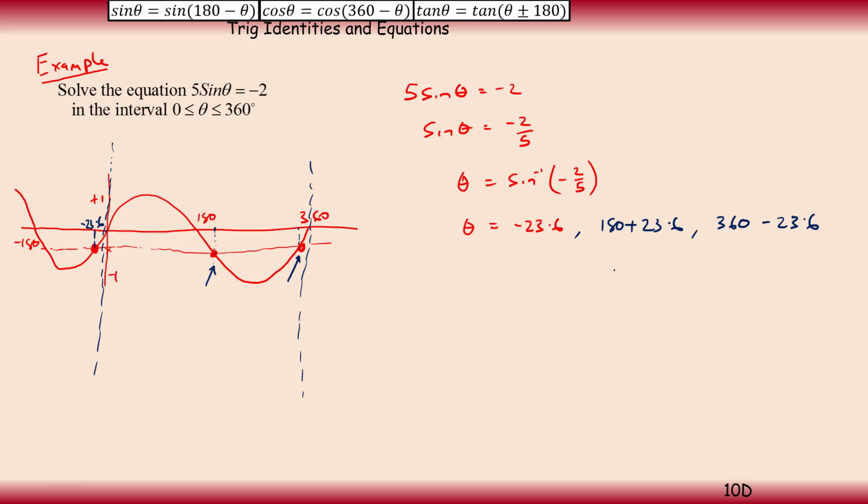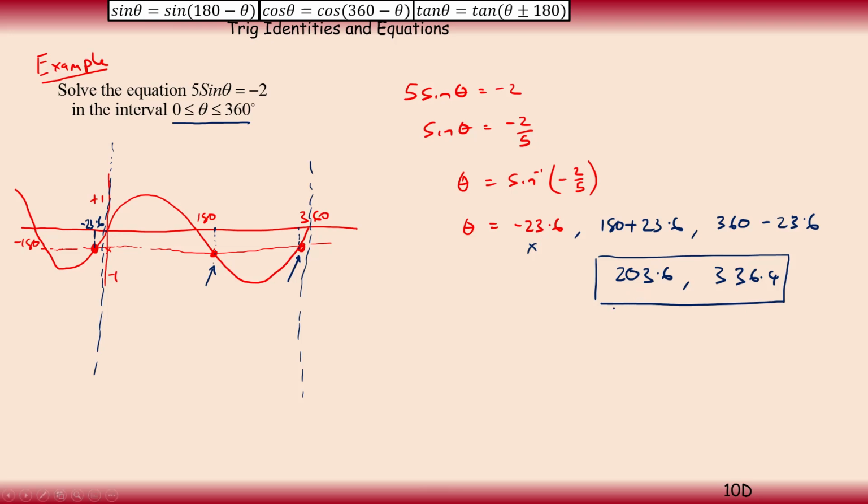So that gives us two extra angles. This is 203.6 and 336.4. And those are my two solutions. I can discard this one because it's outside the range. The range is from 0 to 360. This is outside the range, so I don't need this result. Just these ones that fit in.